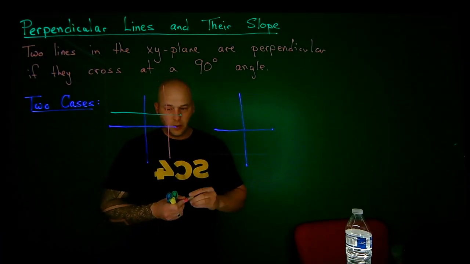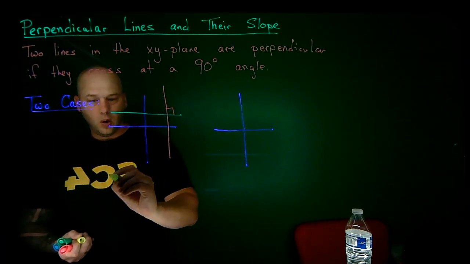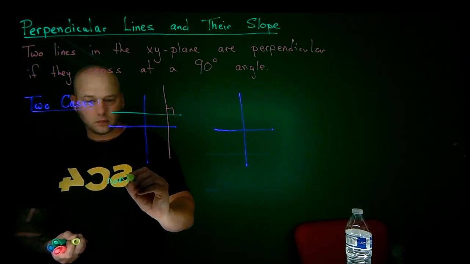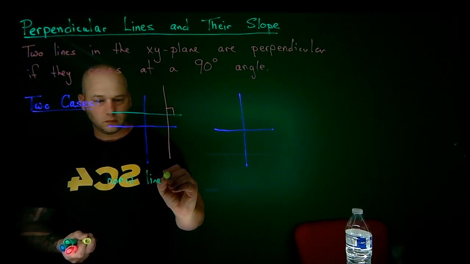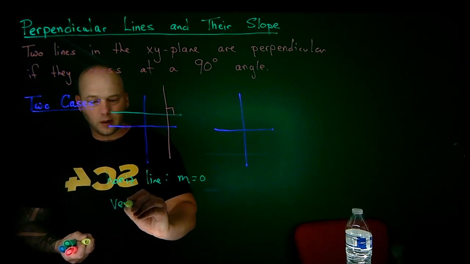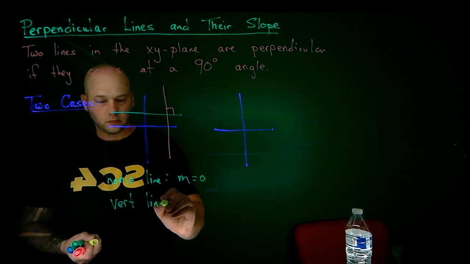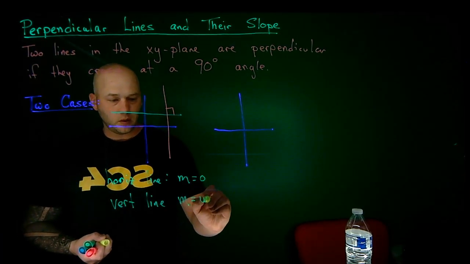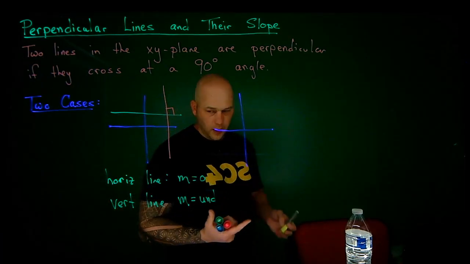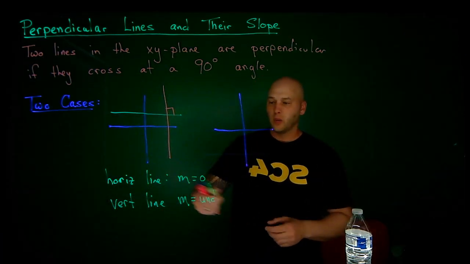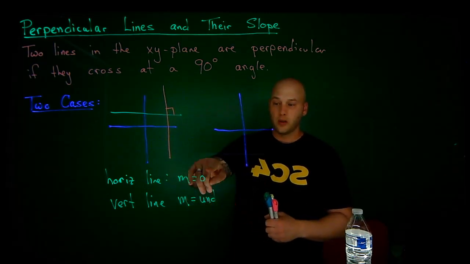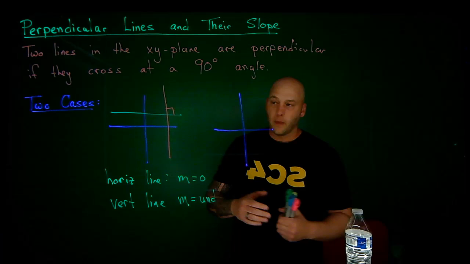Now remember that for a horizontal line, the slope is 0. And for a vertical line, the slope is undefined. So if I have a pair of lines that are perpendicular and one is horizontal and one is vertical, then the relationship between the slopes is that one is 0 and one is undefined.